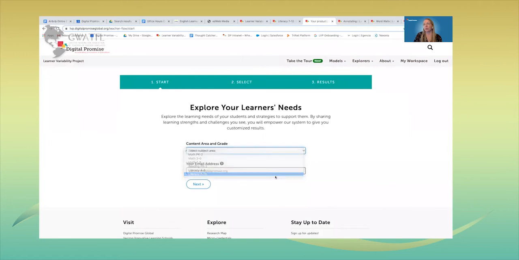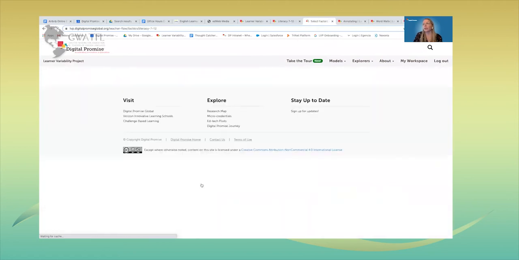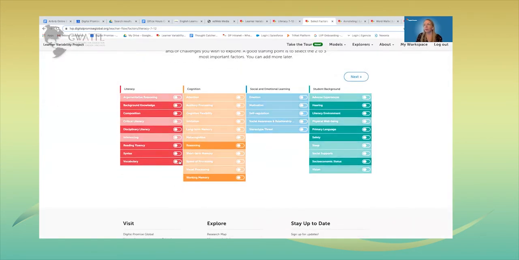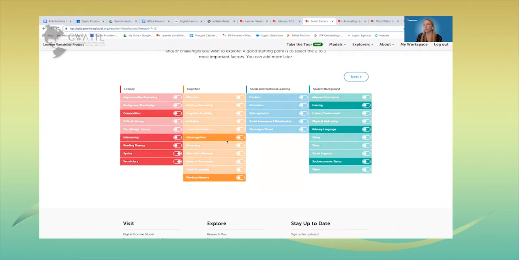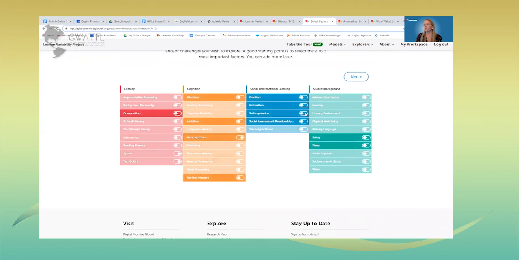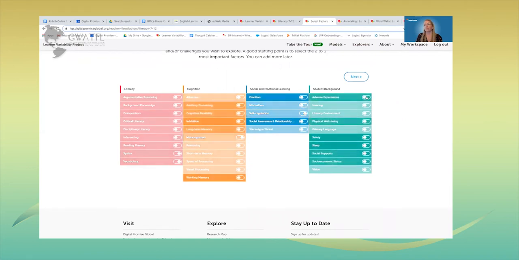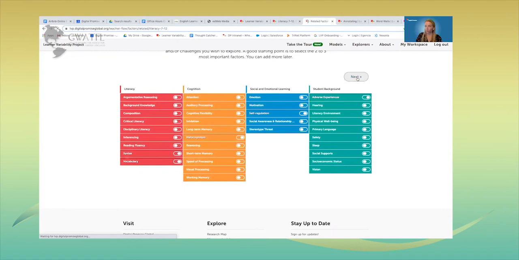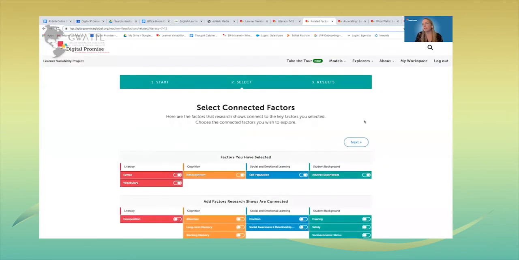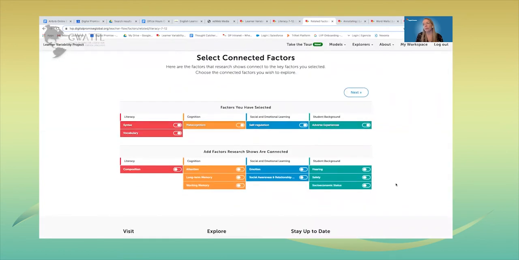Again, pick whatever model you choose. And it's going to start by showing you this factor map. And here you can pick the buttons that relate to the factors you're most interested in. So I'm just going to pick a few, go to next. So now it's going to show me some of the factors that are connected to the ones I picked. And you can choose to add some of these factors or not, it's up to you.